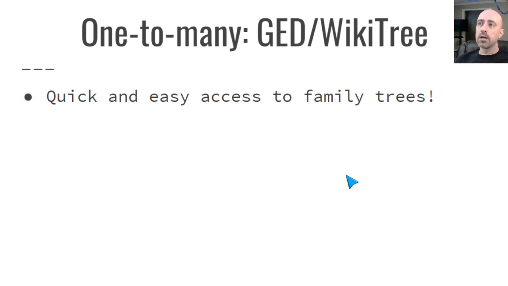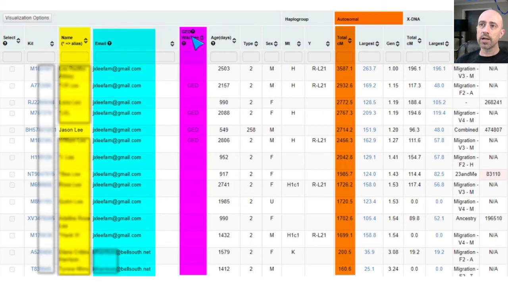So moving on, if you want to go a little further with the one-to-many page, you can look for the column that provides the family trees. That column is entitled GED/WikiTree. If you look in this column, you can find links to family trees uploaded or linked by the people who are on this list. And that can be an easy way to begin finding what you have in common with your matches.